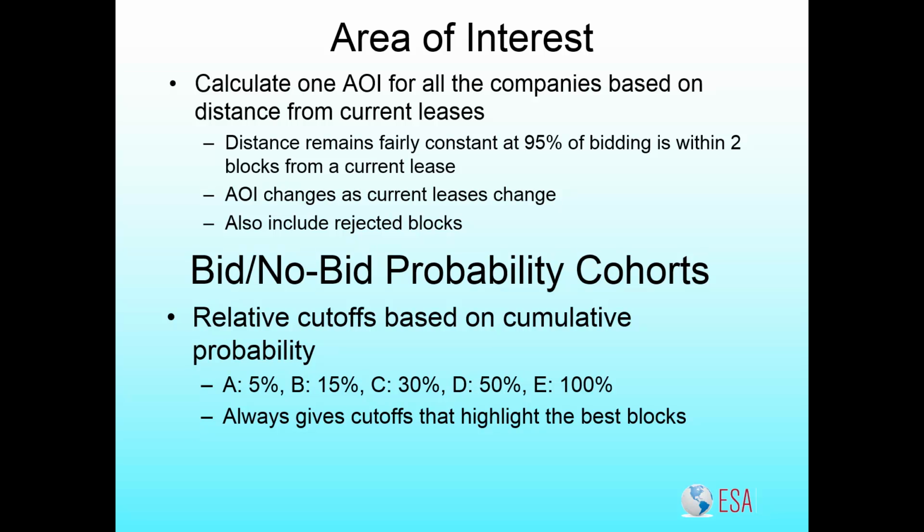So for the bid, no bid probability cohorts, the way we come up with the colors is based on this spread of values you see here, A being the 5th percentile and then going down B, C, D, E. And so the top 5% of the cumulative probability, whatever blocks fall into that, get our A, which is our red color, and then it goes down from there. And so the A is always going to be those top most likely to receive bids. And so they should always focus on the ones that we think are most likely to receive a bid.